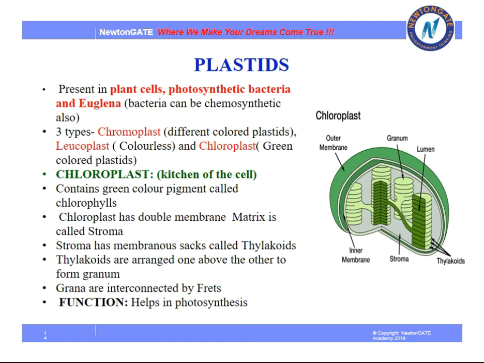Chloroplast, which is the kitchen of the cell, contains green color pigment called chlorophyll. Chloroplast has a double membrane and a matrix that is called stroma. Stroma has membranous sacs called thylakoids, and the thylakoids are arranged one above the other to form the granum. Grana are interconnected by threads. Their function is that they help in the photosynthesis process.